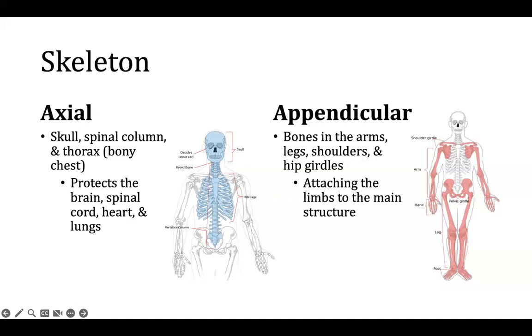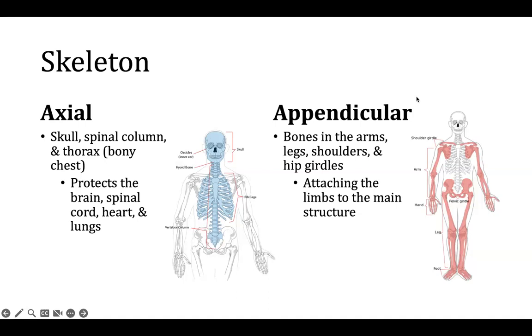Within our skeletal system, we have two different parts: the axial and the appendicular. Axial is kind of our center core, so it's our brain, our skull, our spinal column, and our thorax. So our chest, basically, our rib cage, all of that in blue here. And that's what's used to protect our body from any damage, so protecting our brain, our heart, our lungs, our spinal cord from any damage that could be caused.